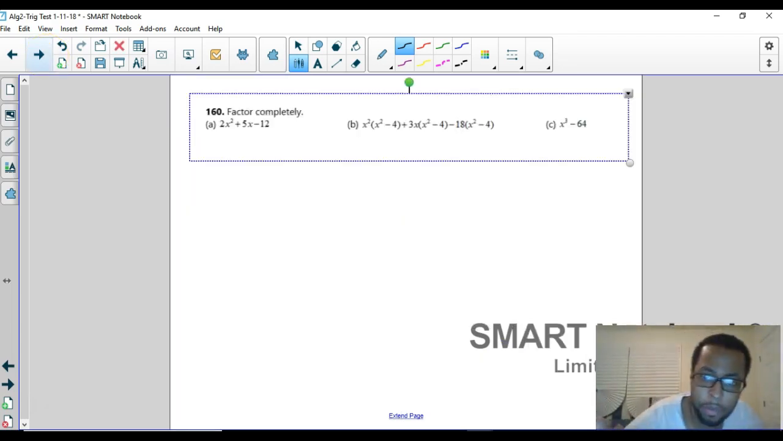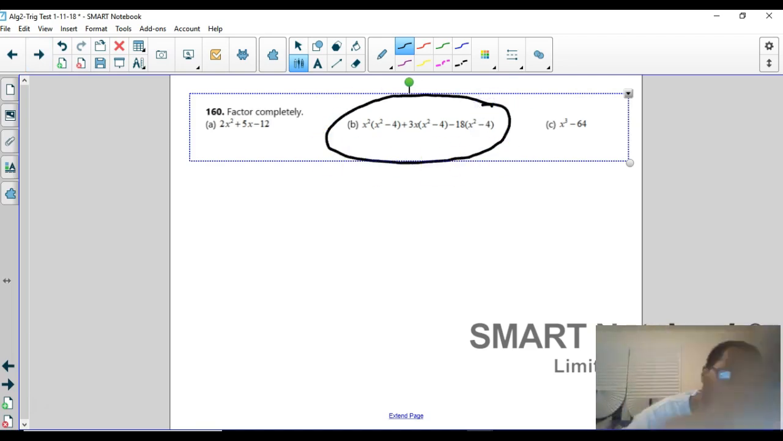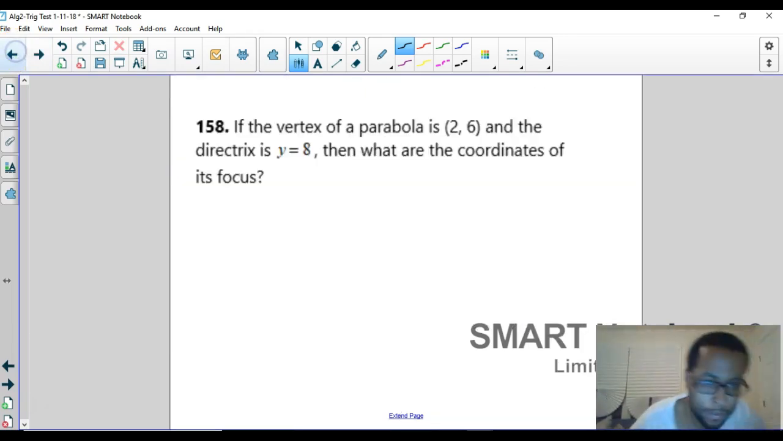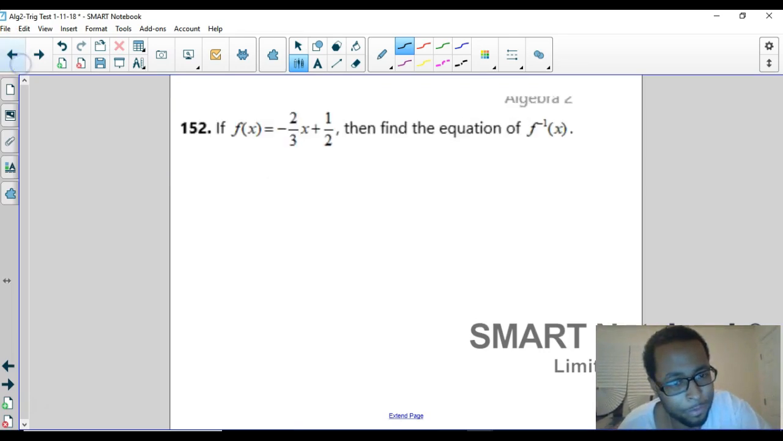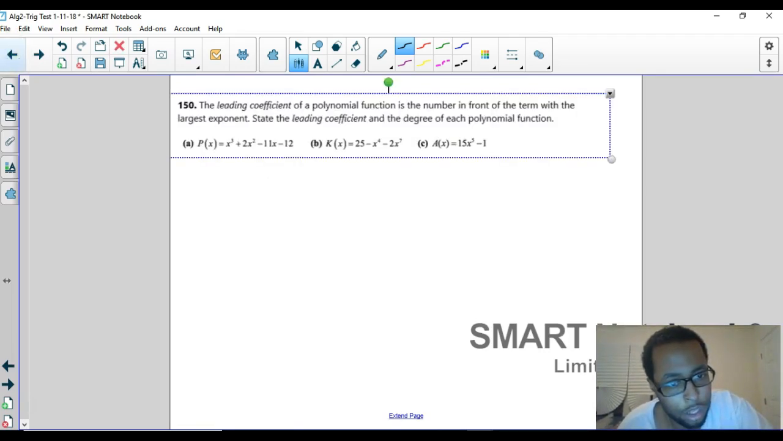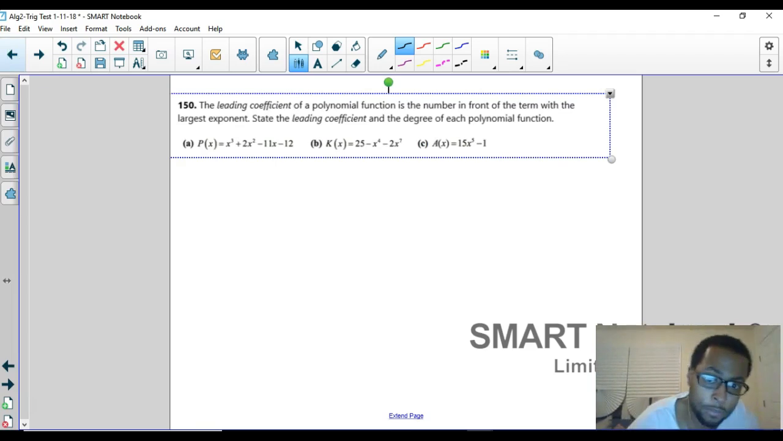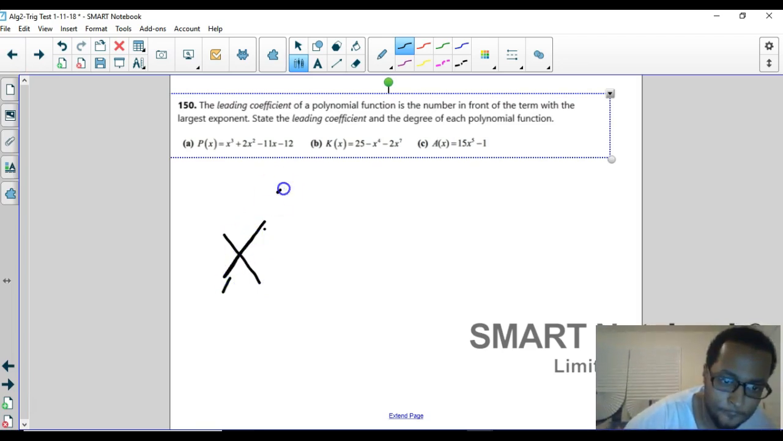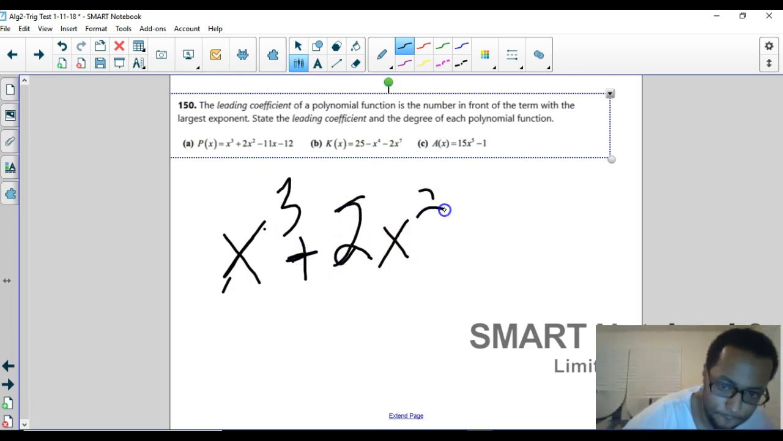I will actually do B just to make sure we understand what's going on. Let's go back real quick. Everything else should be pretty straightforward. Leading coefficient. Leading coefficient of a polynomial function is the number in front of the term with the largest exponent. So, if I write A, and I do apologize, as you can see, I'm writing with my nails, so it's going to come off a little disjointed, okay?